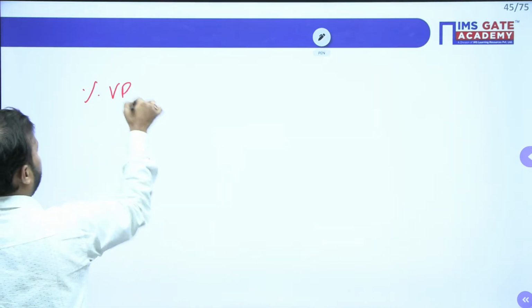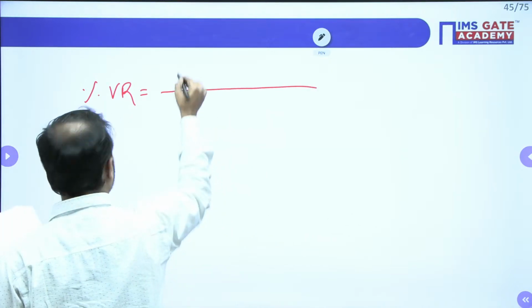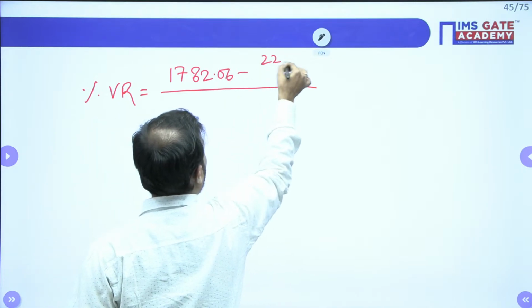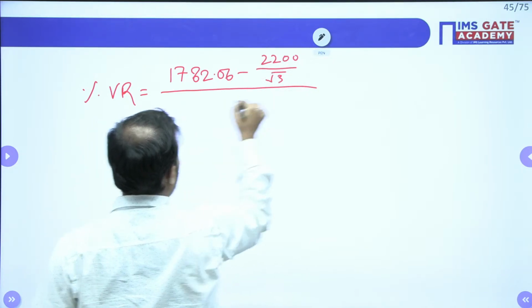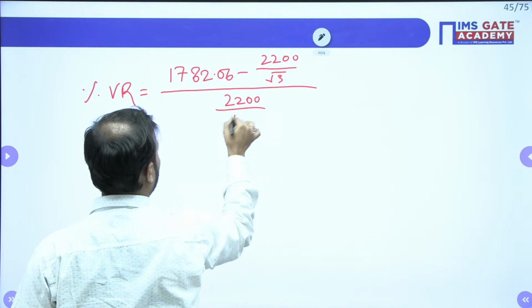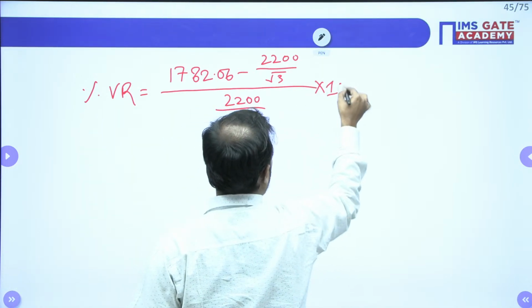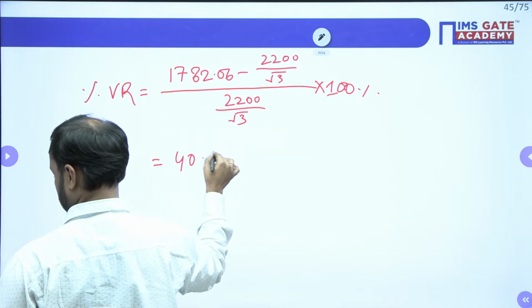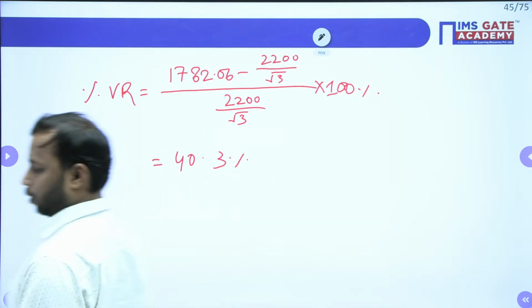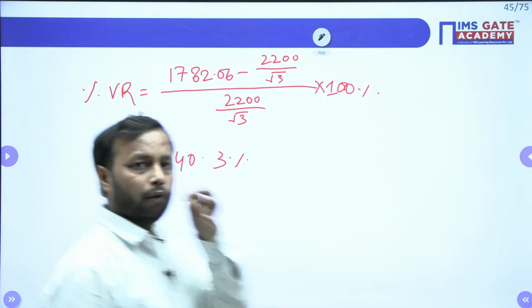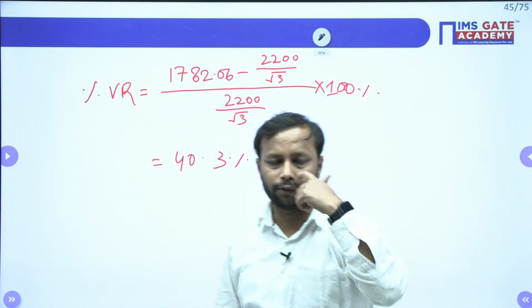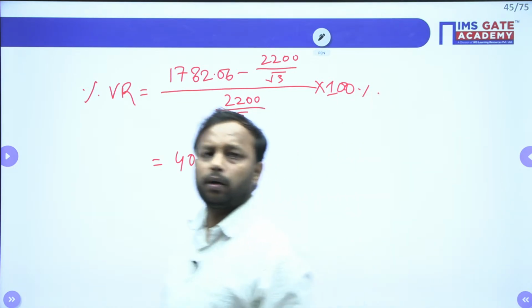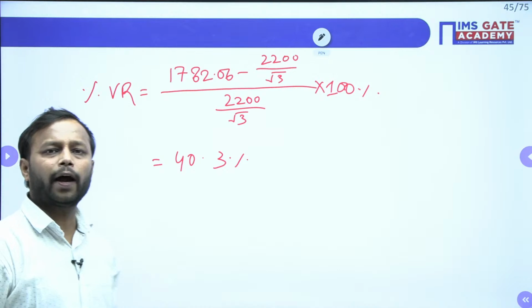So percentage VR is equal to 1782.06 minus 2200 divided by root 3, whole divided by 2200 divided by root 3, into 100%. From here you will get 40.3%. I already knew from the beginning that whenever the lagging power factor is given, the voltage regulation is going to be positive. Done? Clear everybody? Shall we move ahead?